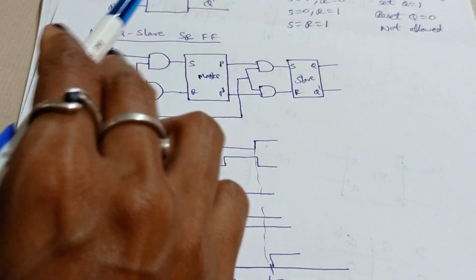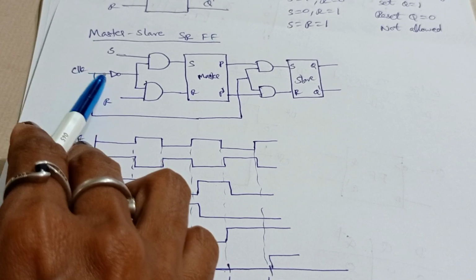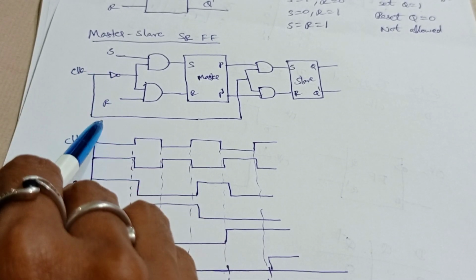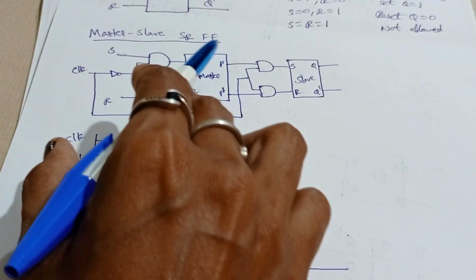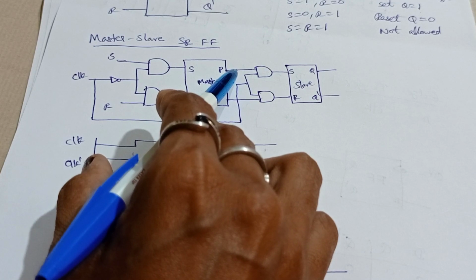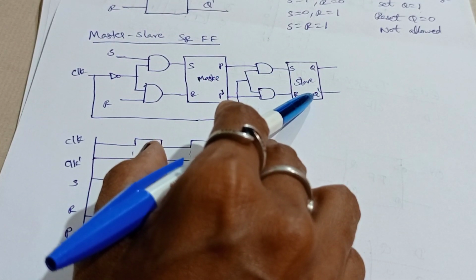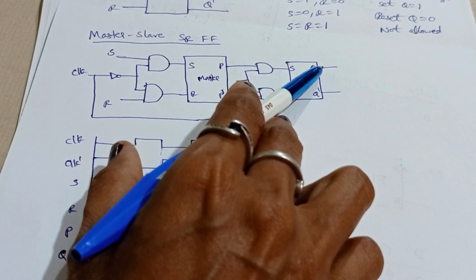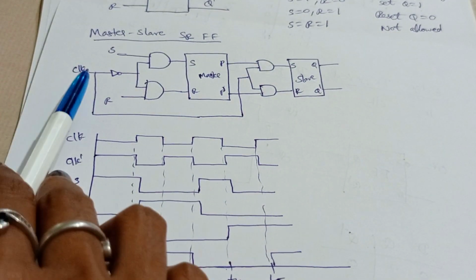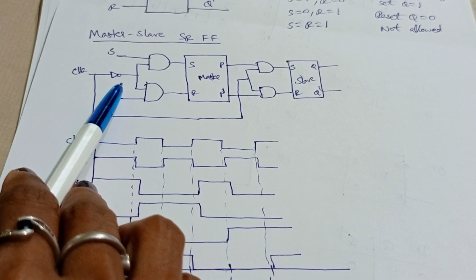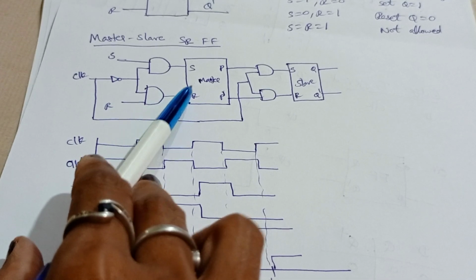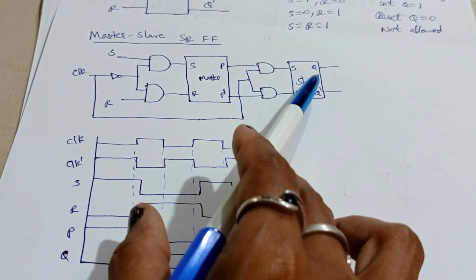When clock is 0, the S and R inputs set the output of the master. At that time, the slave holds the previous value of Q. When clock changes from 0 to 1, P is held in the master latch and this value is transferred to the slave latch.